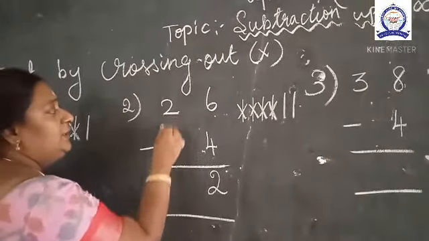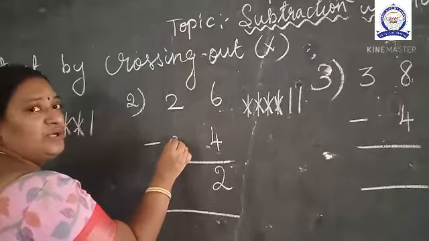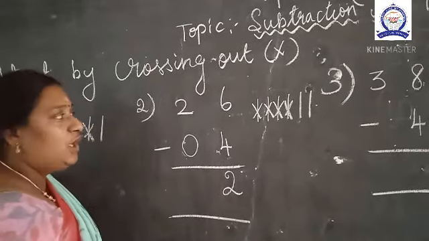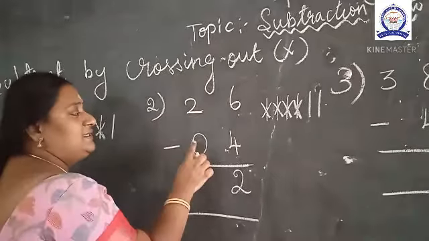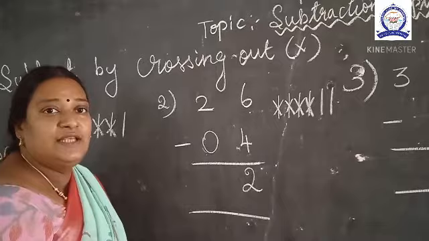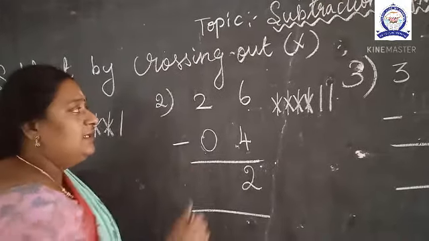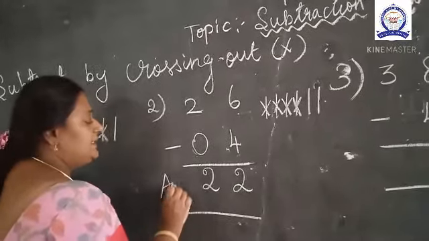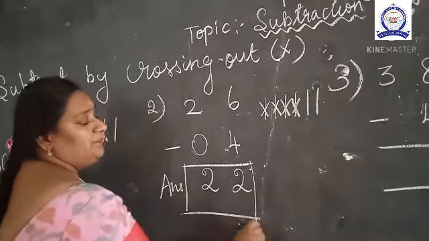Now, in the tens column there are no digits here. What do you have to do? You have to put 0 in that place. Now you subtract 2 minus 0. Any number subtracted by 0 gives the same answer. So 2 minus 0 is 2. So your answer is 22.